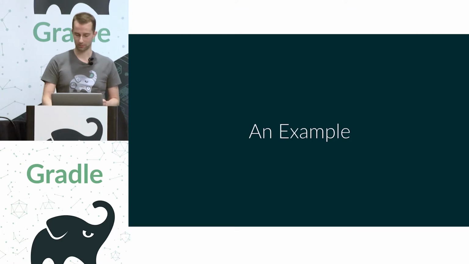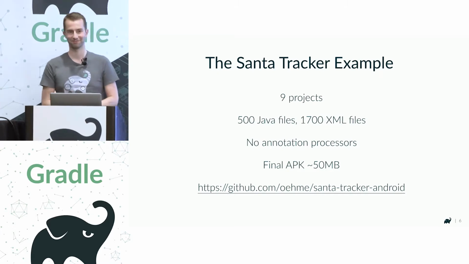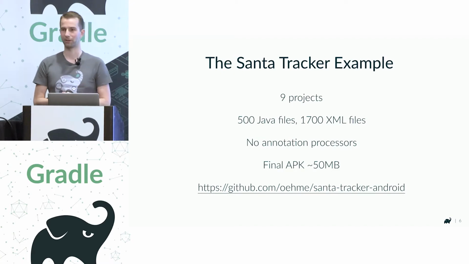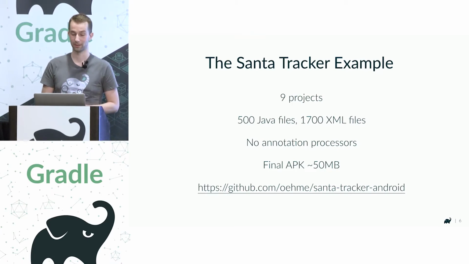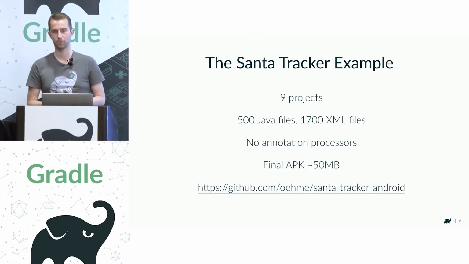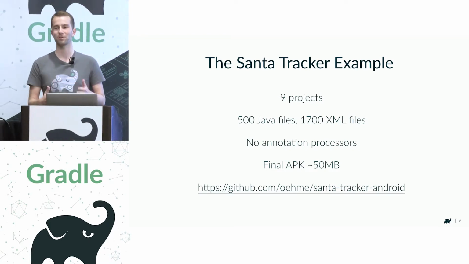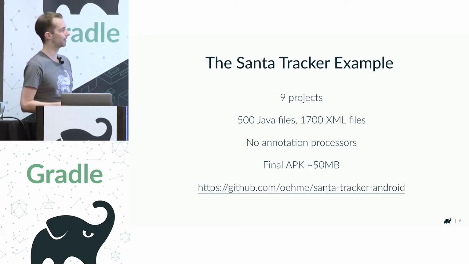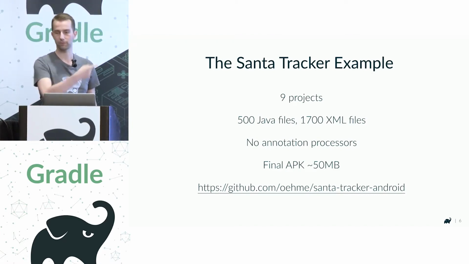So the example that I'm going to show is actually an example application by the Android team. It's called the Center Tracker. It's been around for a while, and it's basically a demo of how a good Android application could look. It has 9 sub-projects, about 500 Java files, 1,700 XML files, so quite a lot of resources, also quite a lot of PNGs. It doesn't use annotation processors, which by now is kind of special, and I will talk about that as well. And the final APK has a size of about 50 megabytes, so it's a pretty huge app in the end. You can find my modified version for this talk on GitHub.